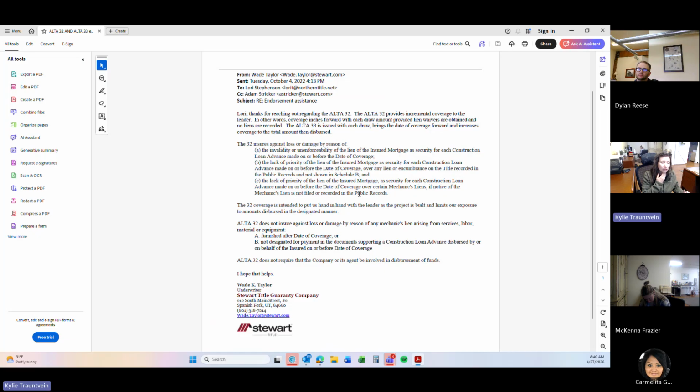The Alta 32 endorsement is really expensive. It's like $1.50 per $1,000 for the loan. So for every $1,000 of the loan amount, the premium is $1.50. On the couple files that we've done, the 32 endorsement cost almost as much as the whole policy, like it almost doubled the cost of their policy.